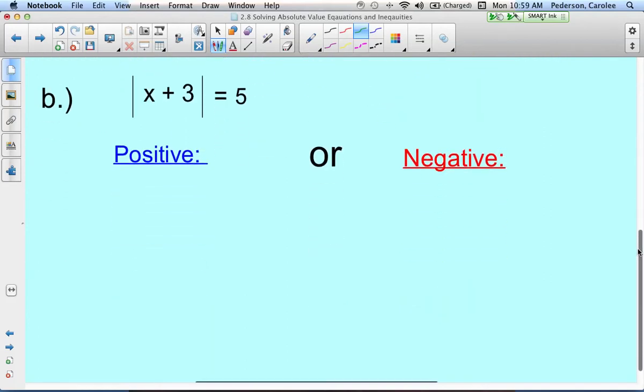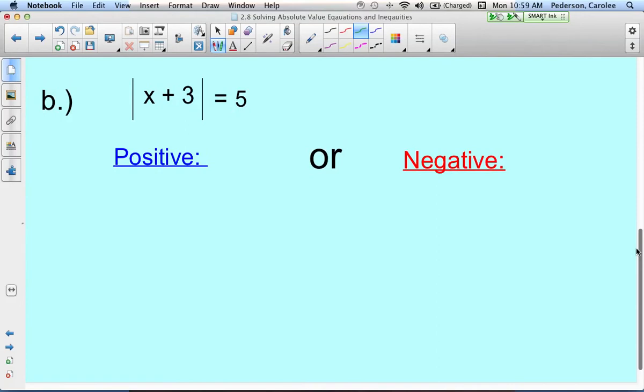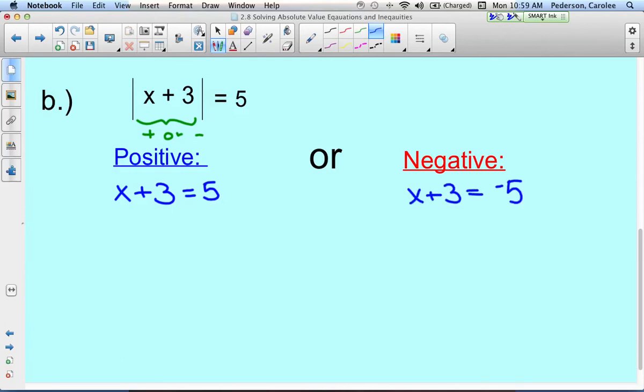The second example now is a little bit different, that it's the absolute value of x plus 3 equals 5. So remember, this whole thing could have been a positive or a negative when it started off. So let's take care of the two scenarios. We have x plus 3 equals 5 or x plus 3 equals -5. We want to solve those for x.